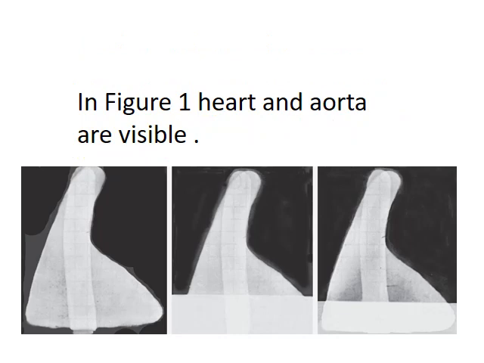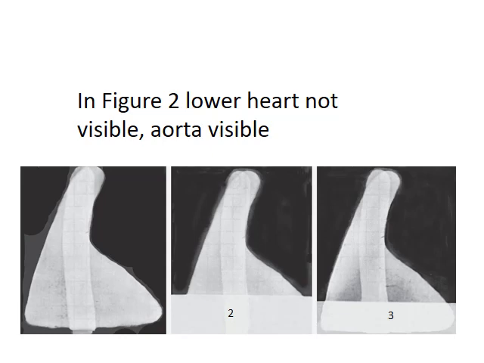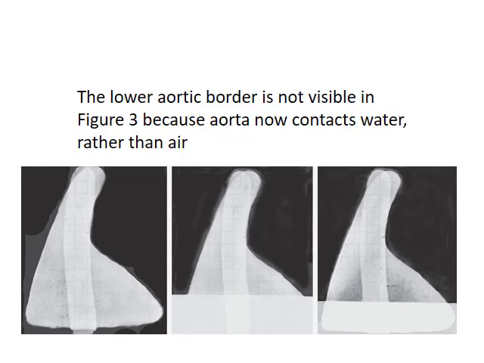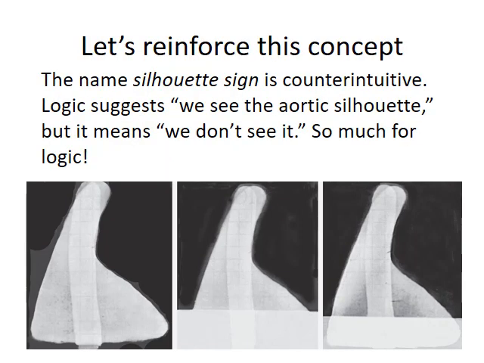In figure 1, the heart and aorta are clearly visible. In figure 2, the lower heart is not visible because it comes in contact with a water density, that is the same density, but aorta is visible posteriorly because it comes in contact with the air density. In figure 3, the lower aortic border is not visible because aorta now contacts with water rather than air, but you can see the lower part of the heart easily visible. So the name silhouette sign is counterintuitive. Logic suggests we see the aortic silhouette, but it means we don't see it.